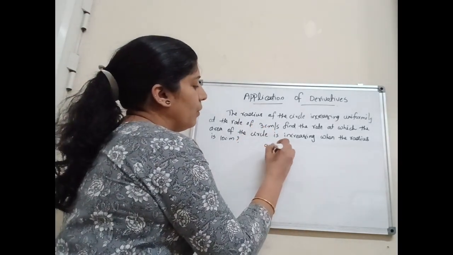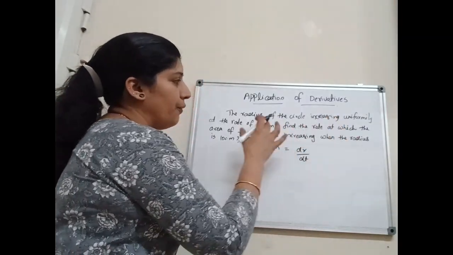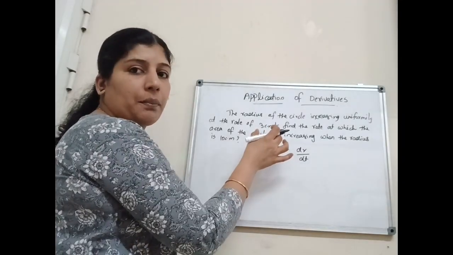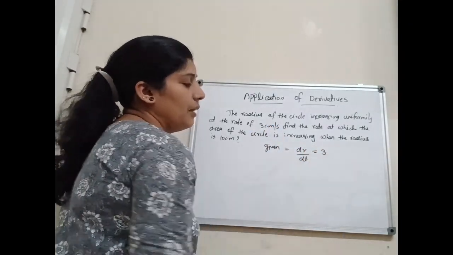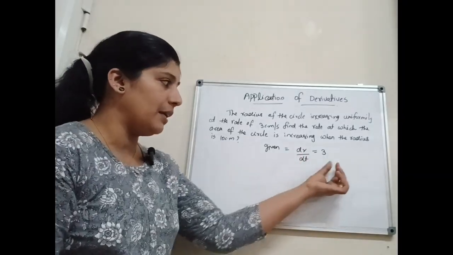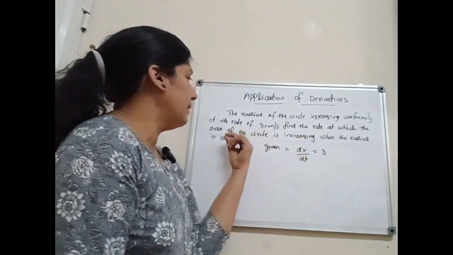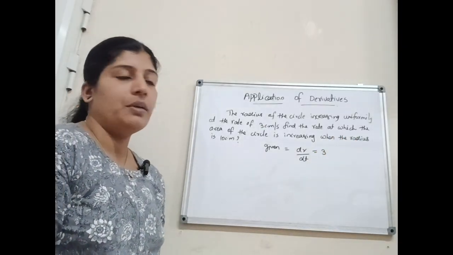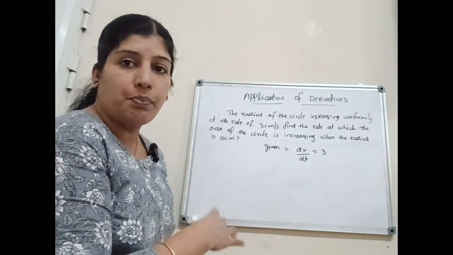First we have to consider dr by dt is given. The radius is increasing uniformly at the rate of 3 centimeter per second. That is dr by dt is equal to 3 centimeter per second. Find the rate at which the area of the circle is increasing when the radius is 10 centimeter. That means here we have to calculate the rate of change of area with respect to time.